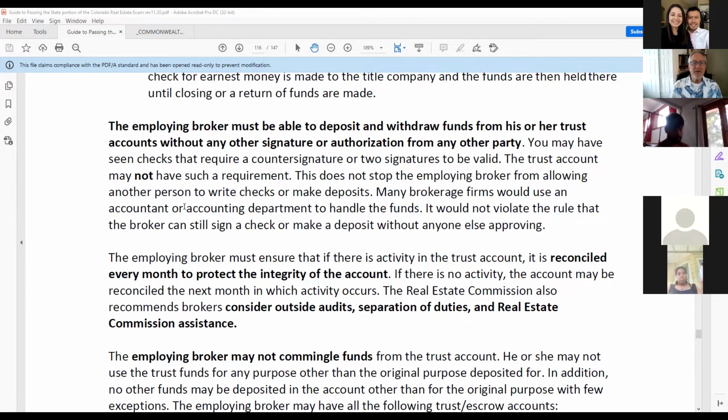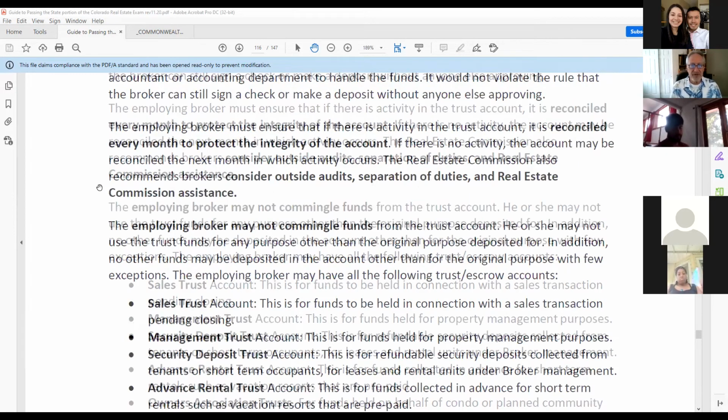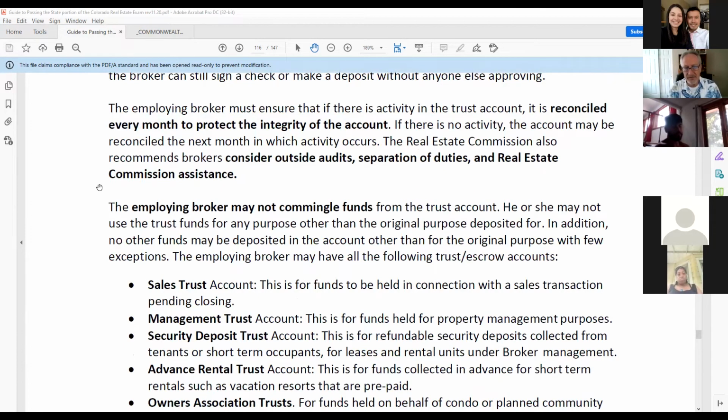Okay. Every month we have to reconcile this trust account to protect the integrity of the account. Now the commission recommends you have audits on your account in order to make sure you're always compliant. And you have a separate outside audit. In fact, you can invite the commission itself to come in and do an audit. In fact, it's better to invite them to come in and see if you're doing everything right, rather than have them show up because of a complaint. And now you're at a little bit different perspective there, aren't you?